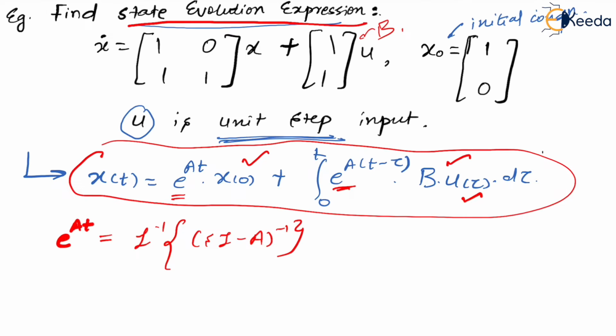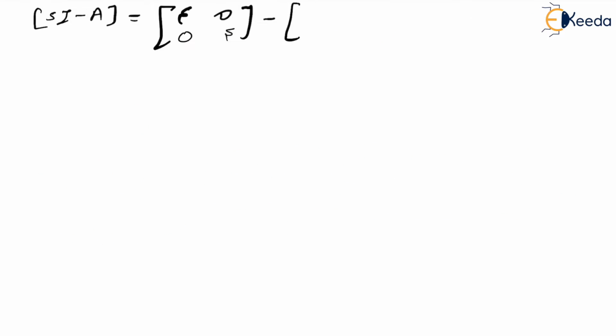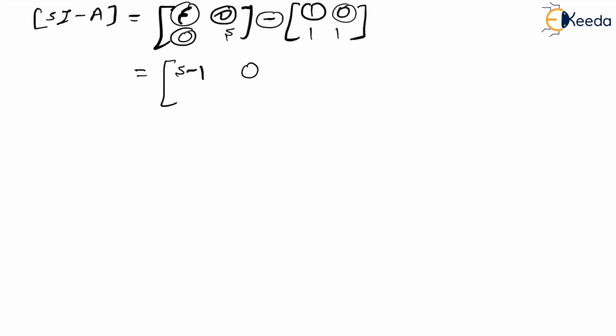Let us do that. sI minus A is equal to [s 0; 0 s] minus A, where A is [1 0; 1 1]. If you check it out, you get [s minus 1, 0; minus 1, s minus 1]. This is 0 minus 0, which is 0, and 0 minus 1 is minus 1, and this is s minus 1. Yes, this is sI minus A.